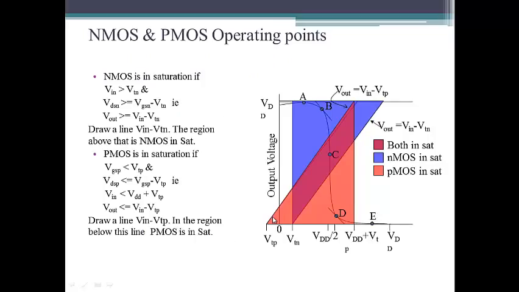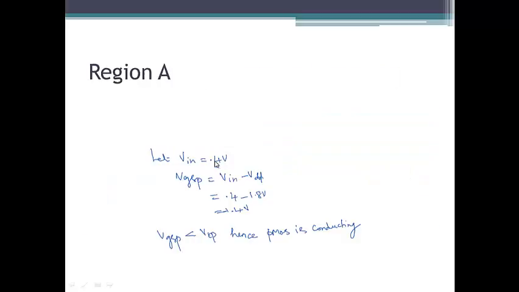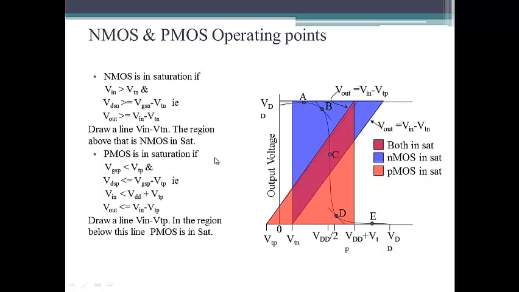Now, in these regions, what happens to the N and P transistors in region A, region B, region C, D, and E? We have to check this. We have a table, so I'll just justify the table and finish. We have to draw two lines here. We know the conditions for the NMOS transistor and the PMOS transistor to be in the saturation region. In order to identify when they are in the saturation region and when they are not, we are drawing a line.